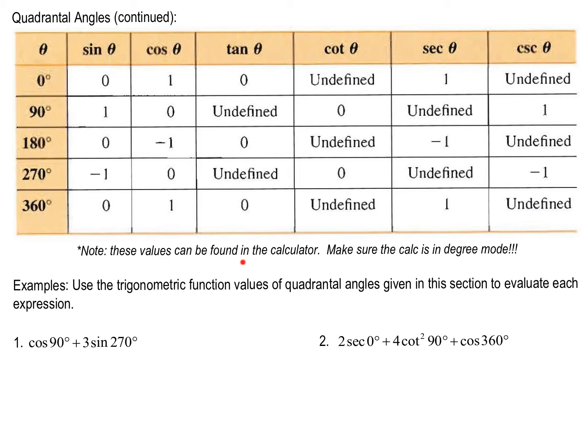Note these can always be found in the calculator. Make sure your calculator is in degree mode. So when you hit the mode button, make sure degree is highlighted and not that weird word radian, which we will learn in a few chapters.